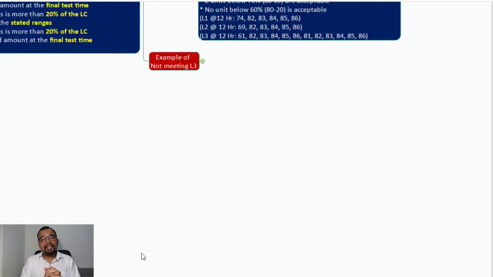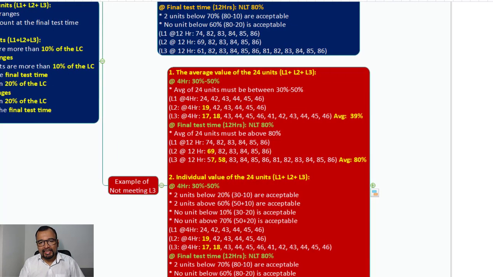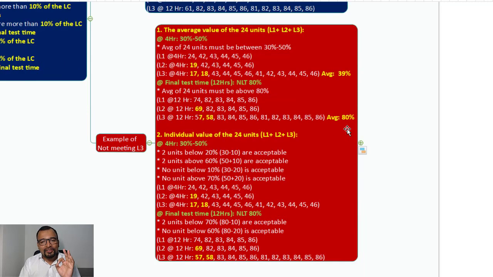Okay, so now let us understand an example where the L3 acceptance criteria has not been met. And here it is on your screen. So the average value of 24 units, L1 plus L2 plus L3. At the fourth hour, our requirement is what? The average of 24 units must be between 30 to 50%. And here are the L1, L2, and L3 results on your screen. And the average value is reported to be 39%. So you can say that the average value for the fourth hour is meeting the requirement.